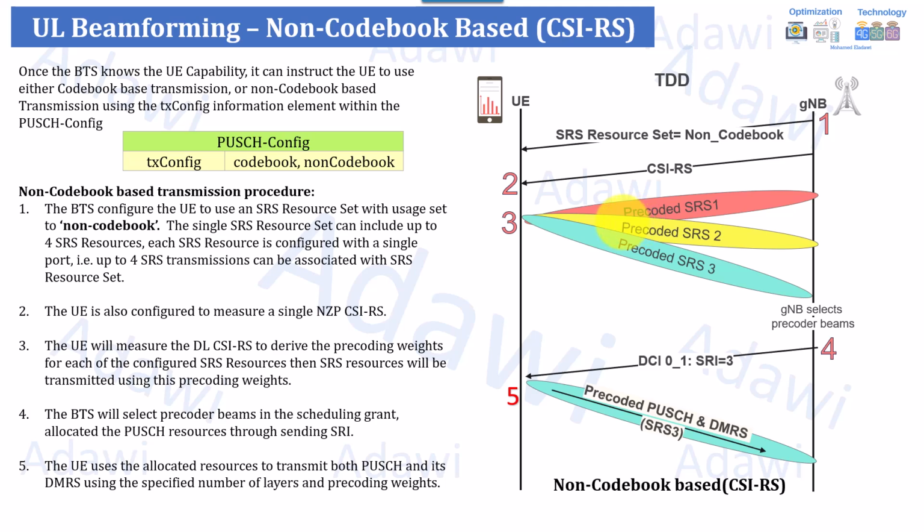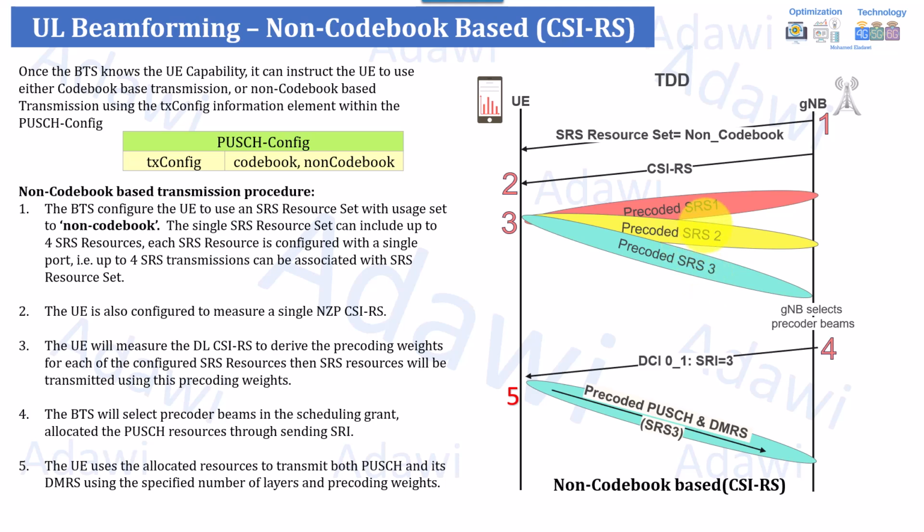Based on these 4 ports, since the UE now estimates the uplink channel propagation based on the CSI-RS, it can directly send a pre-coded SRS for each different port, for example, ports 1, 2, 3 and 4. The gNB will then select the best of these pre-coded beams.